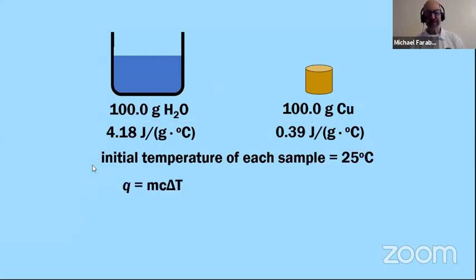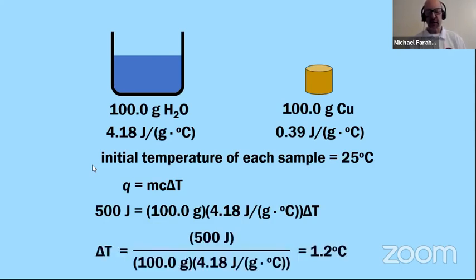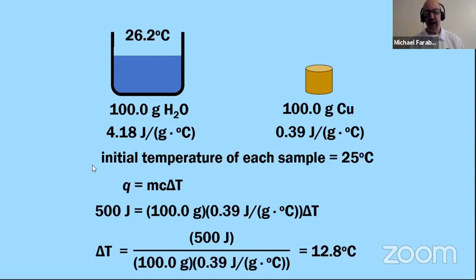So we have Q equals mc delta T for the water. That's 500 joules, 100 grams, 4.18, and we don't know the delta T. So we'll go ahead and solve for delta T, and we get 1.2 degrees Celsius. So the final temperature of the water is 25 plus 1.2, 26.2. For the copper, we have Q equals mc delta T. Now we have plugged in our information. Again, a smaller magnitude of the specific heat capacity leads to a larger delta T. So the copper has gone up by 12.8 degrees Celsius for a final temperature of 37.8 degrees Celsius.